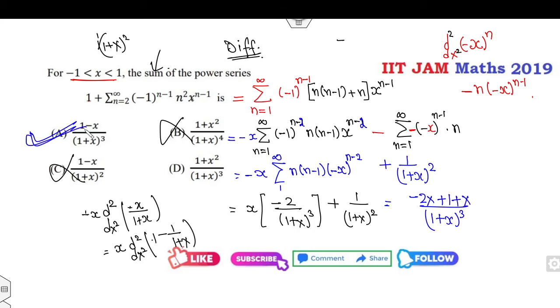Fine. So this is a little bit difficult, that's fine, but you need to find the expression of this series. So this is the way you can solve power series questions in a very simple manner.